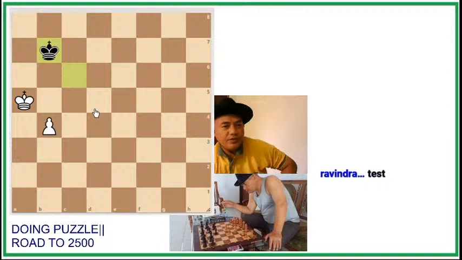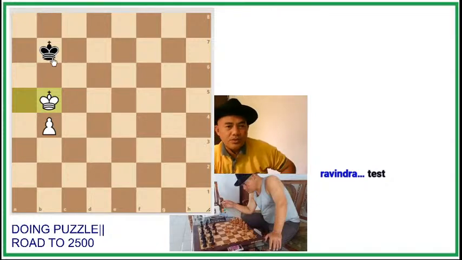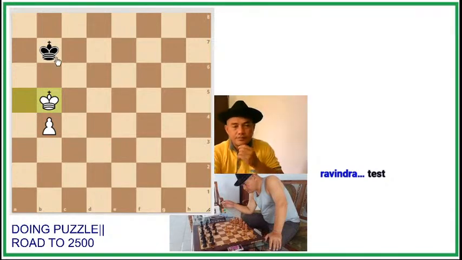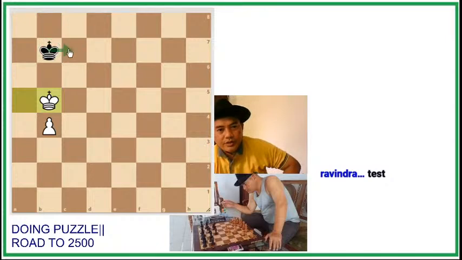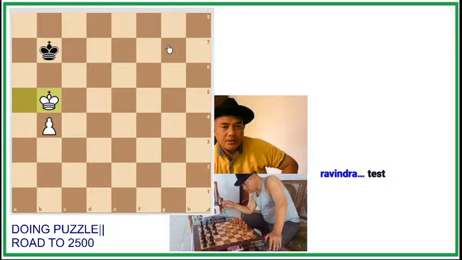Then, as you know, when we talk about the key square, we also know about the opposition. Then in this position black is put in zugzwang, so he has to move his king. He has to move either to the left or to the right. Even he has to retreat his king to the back rank, or the eighth rank. So as we have learned, this is the key square in this position.